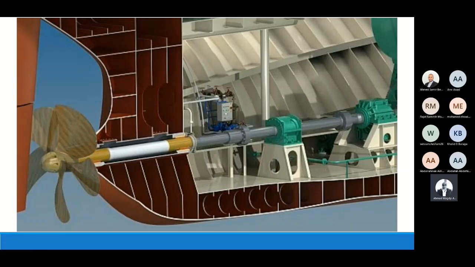So we start first with the removal of the propeller. We sling the propeller and take it outside. The propeller is fitted to the shaft by a hydraulic system. We fill a chamber between the propeller and the tail shaft with oil under high pressure, 600, 700 bars. The propeller will expand and come off the shaft.